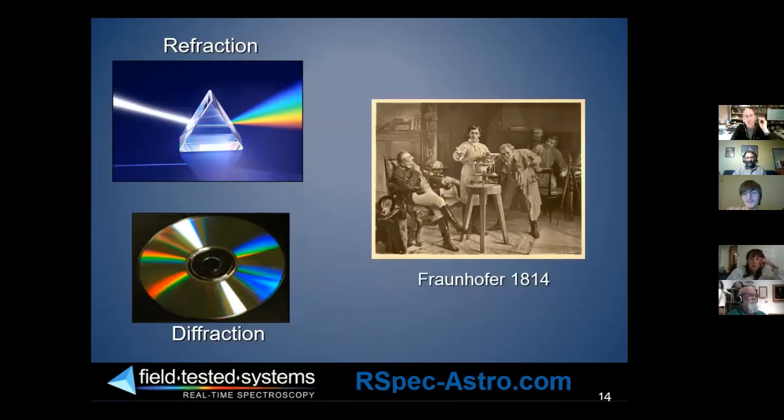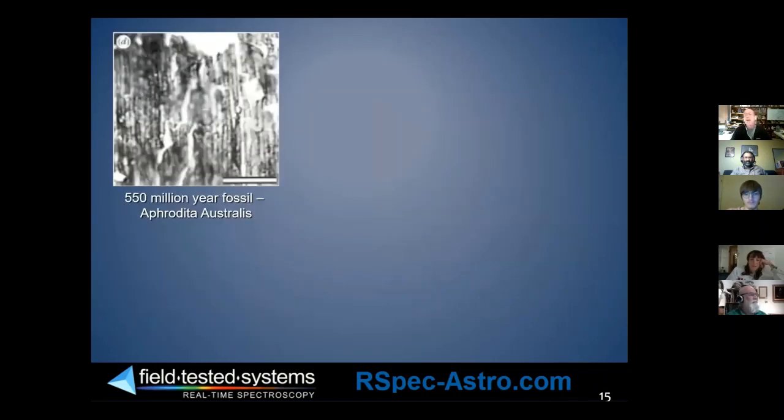Fraunhofer invented spectroscopy. He developed the instrument. Look at the clothing these gentlemen are wearing here. They didn't know what they were looking at, but they knew it was interesting, and he observed the spectra of stars and could tell that things were different on different types of stars. But let's go back in time considerably further.